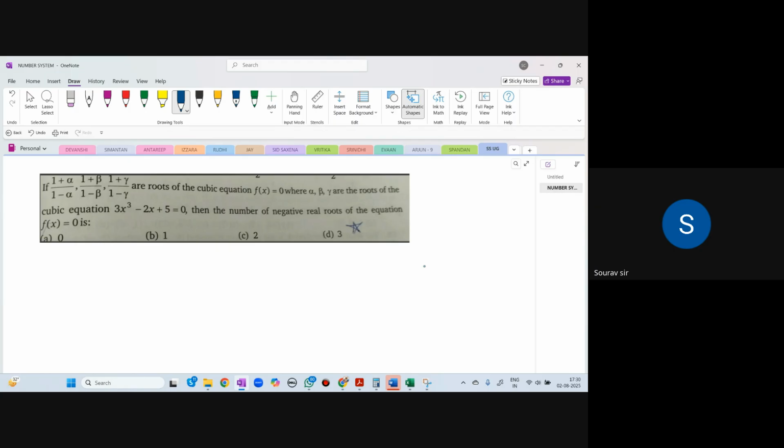If you don't know this type of question, please take a note of it, because this is a very, very important concept which comes in ISI and other exams very, very frequently. So what is the concept here? Look at the three roots given: 1 plus alpha by 1 minus alpha, 1 plus beta by 1 minus beta, and 1 plus gamma by 1 minus gamma. Just by looking at that, what can you say?